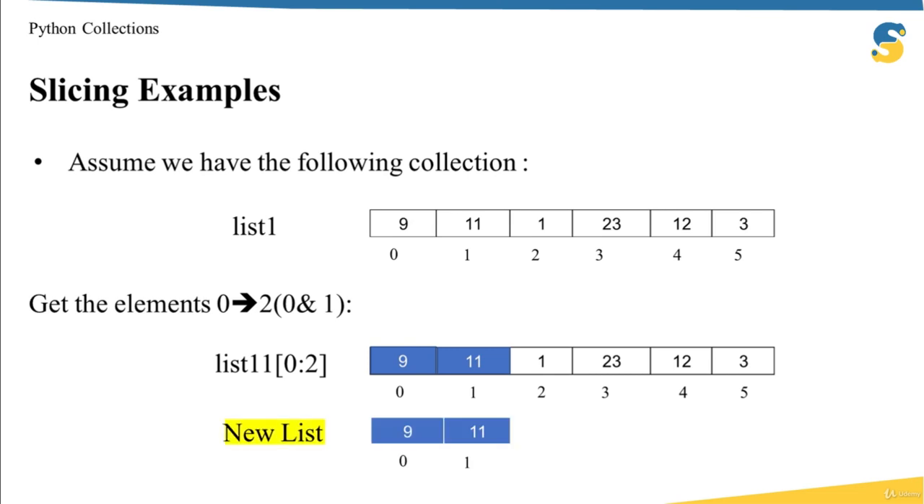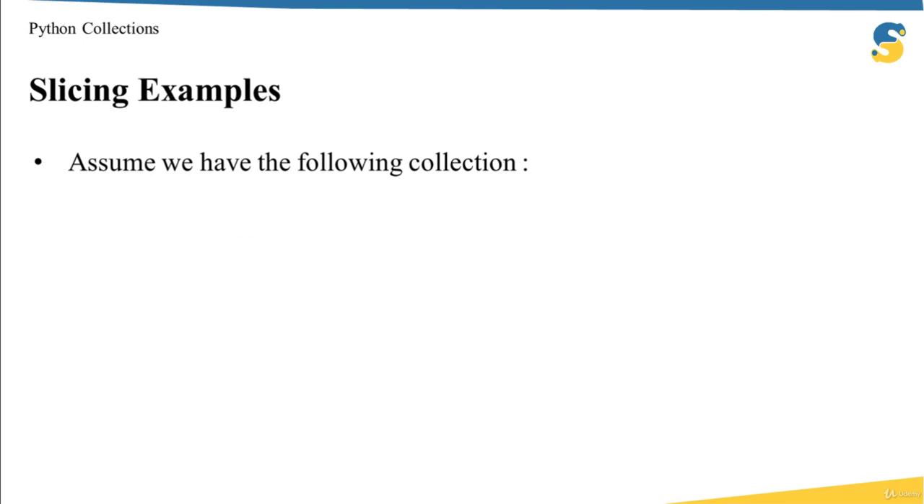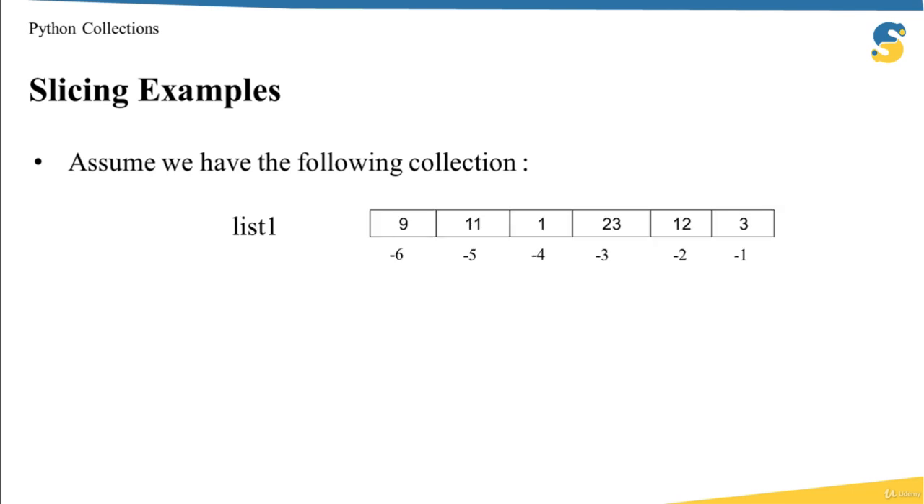And I will get a new list which has only two elements, in this case 9 and 11. One more example, and now I will use negative indexing. So I have this list, but now -1 is the last item, and so on. Let's say I want to extract the items -3 and -2.